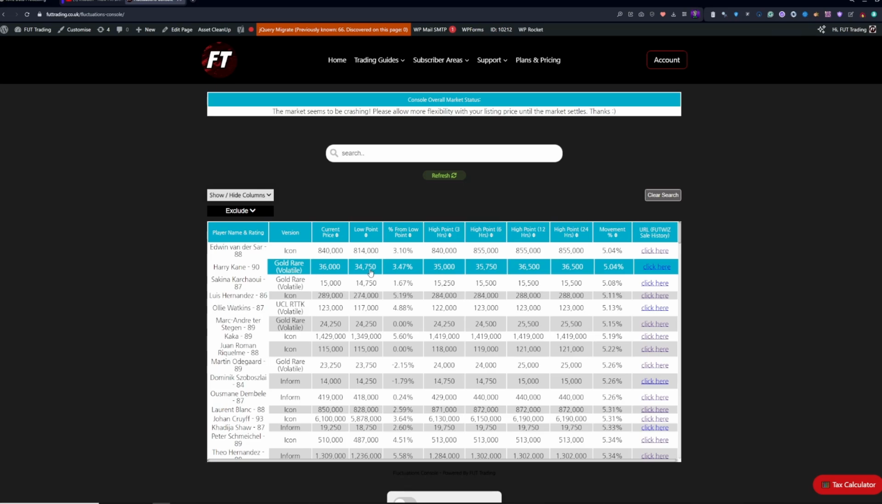They do still fluctuate, as you can see: a 34,750 low point, and it highs at around 36.5, right? Which isn't really profit, but you can see it does move. There's no guarantee this card would fluctuate towards the high point in 12 or 24 hours, depending on the time you're looking at it.